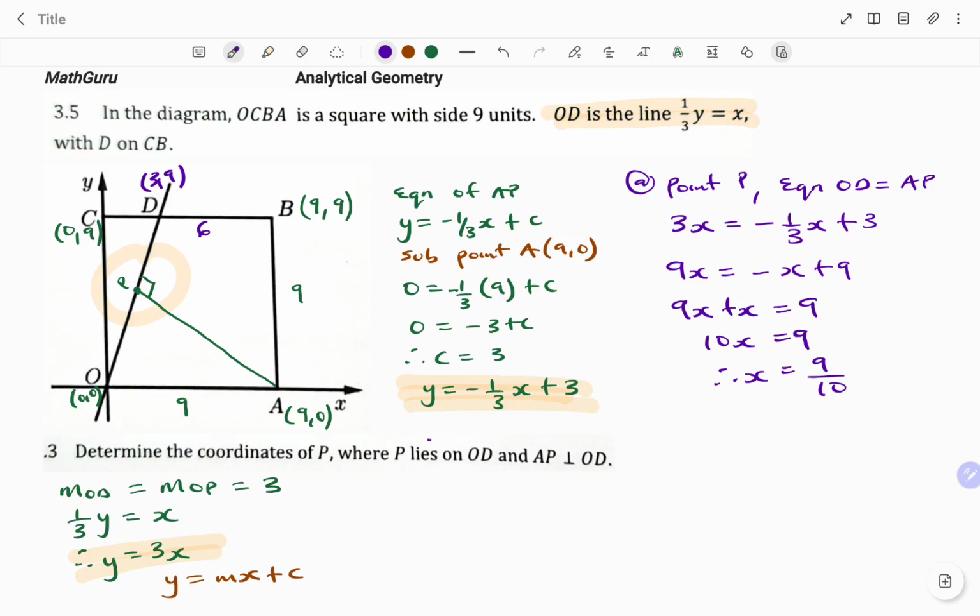And to get the corresponding y value, I already have y equals 3x. So therefore, y equals 3x, which is equal to 3 times 9 over 10, which is 27 over 10. So therefore, the coordinates of P will be the x value, 9 over 10, and then my corresponding y value, 27 over 10.